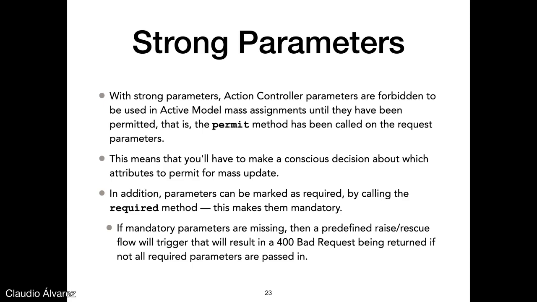Okay, so what I've just shown you is a technique known as strong parameters that has become available since Rails version 4. The effect of sending the parameters wrongly to the controller action is that the client will get a 400 bad request response back.